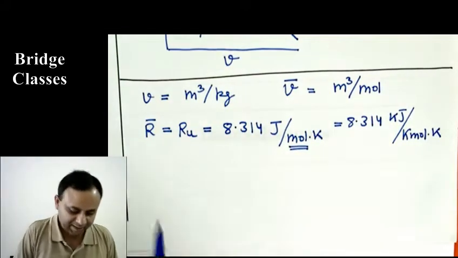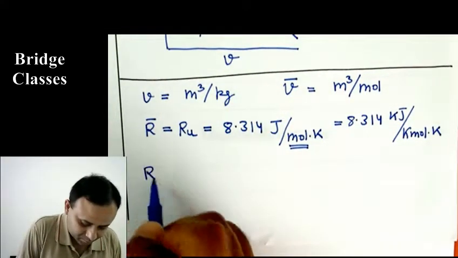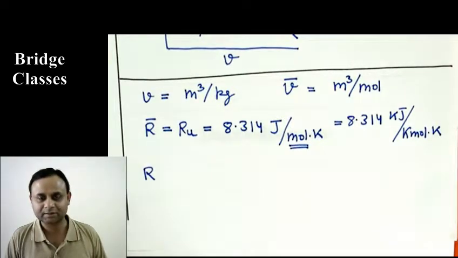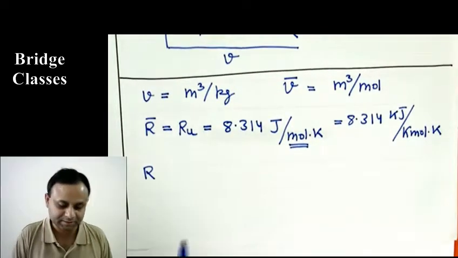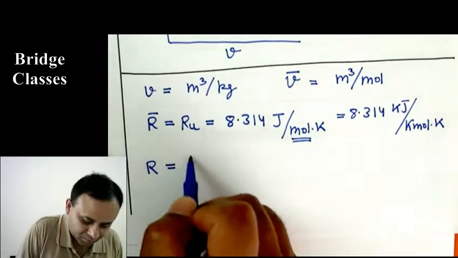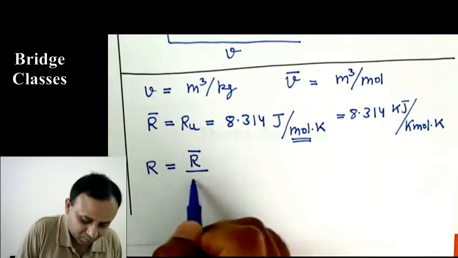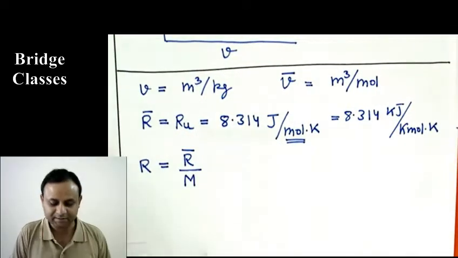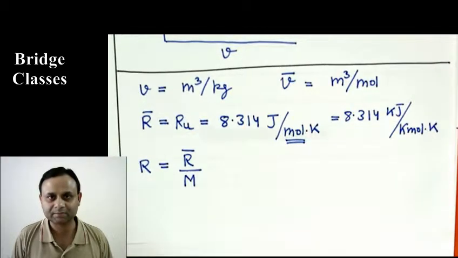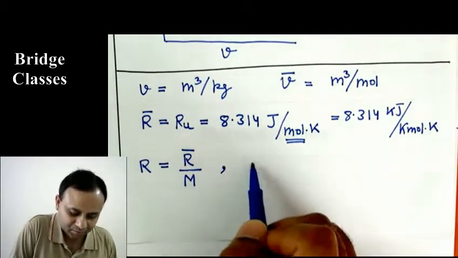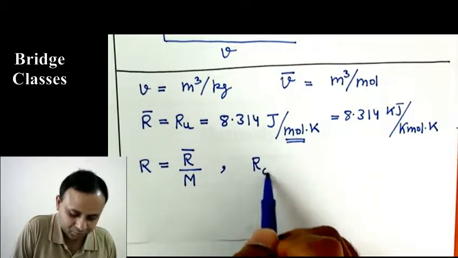Okay, now the gas constant R is the gas constant. This is not the universal gas constant. It is different. This is the universal gas constant over the molecular weight of the gas, M is the molecular weight of the gas. Okay, for example, what will be the gas constant for oxygen?